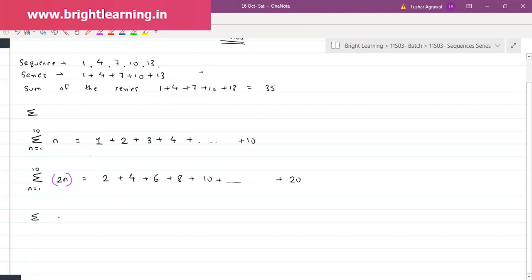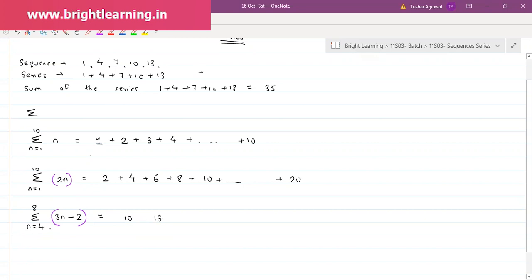Suppose I tell you summation of (3n minus 2), where n varies from 4 to 8. How will this sequence look? Each individual term is of the form 3n minus 2, when n varies from 4, 5, 6, 7, 8. So n is equal to 4. What is the first term? 3 multiplied by 4, that is 12 minus 2, 10. What is the second term? N is equal to 5. So 3 into 5, 15 minus 2, 13.